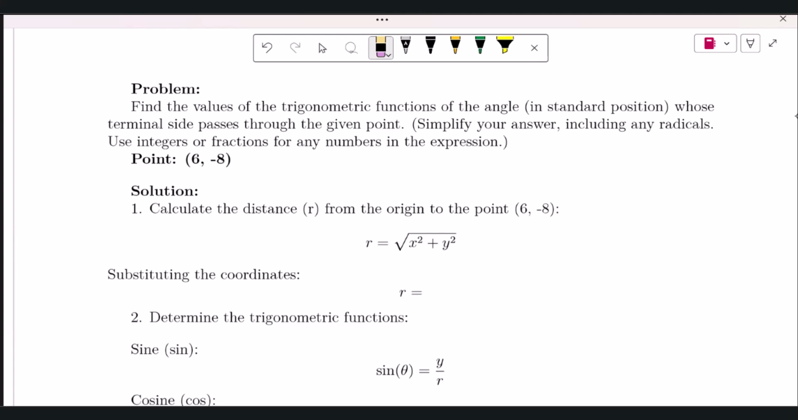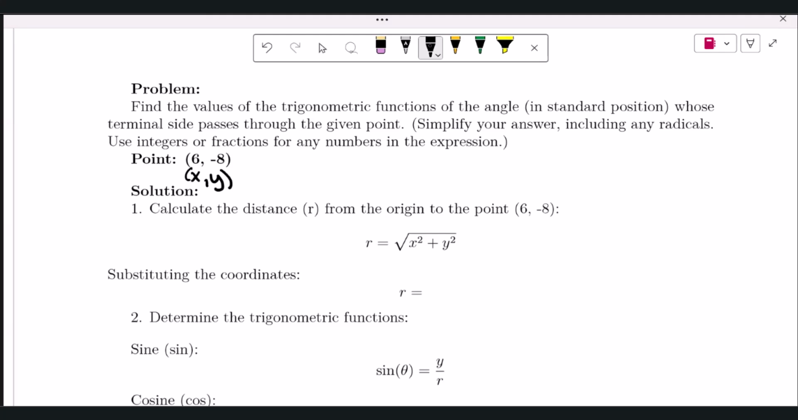Find the values of the trigonometric functions of the angle in standard position whose terminal side passes through the given point. Simplify your answer, including any radicals. Use integers or fractions for any numbers in the expression. Now they give us an ordered pair, and when we think about an ordered pair, we always know it's x, y. Now we want to calculate the distance r.